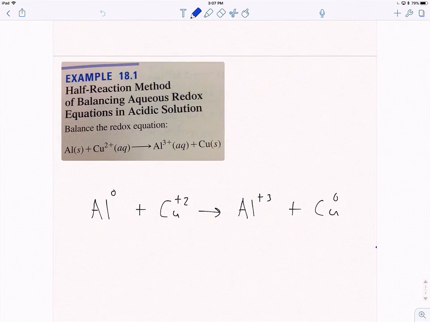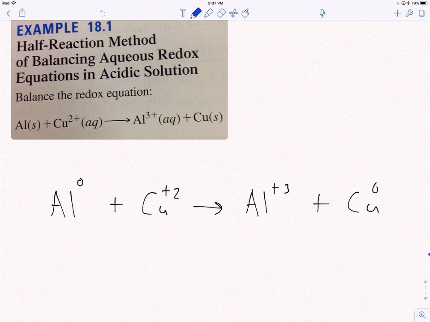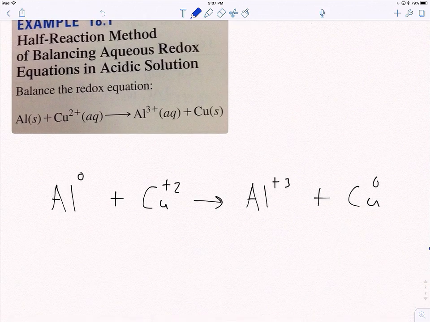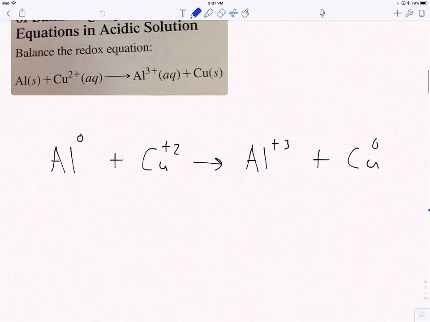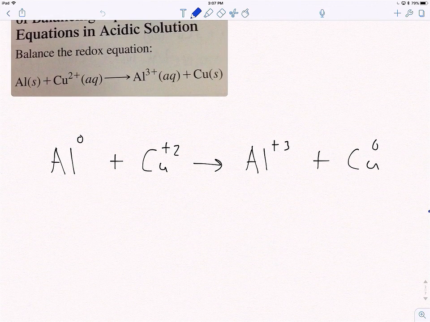All right. Really, really simple. Balance the following redox equation. So aluminum plus copper plus 2 makes aluminum plus 3 and copper metal.